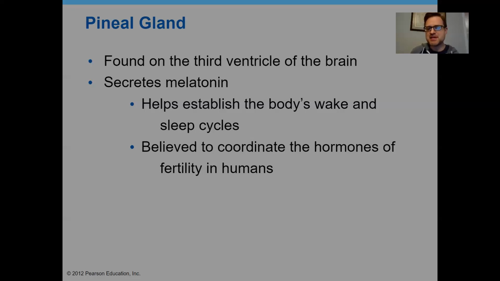Melatonin mainly helps establish your body's circadian rhythms, your awake and your sleep cycles. There's some connection between melatonin and fertility in humans. I'm not even quite sure what that is. So for our purposes, let's just remember pineal gland in the brain, third ventricle, melatonin helps regulate your sleep cycles.